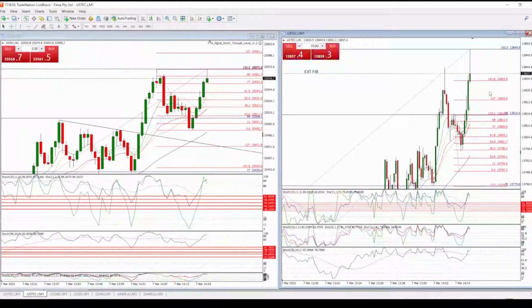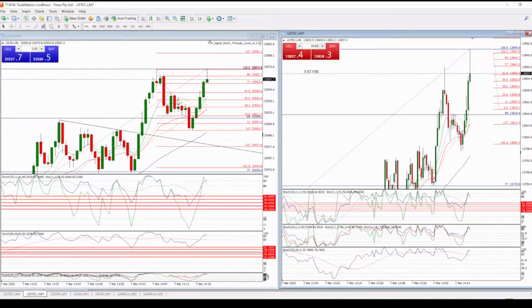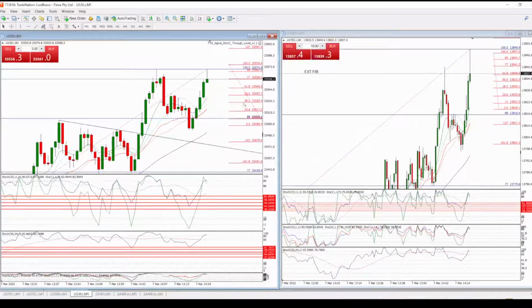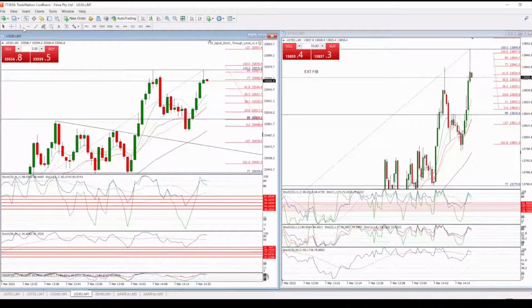No valid extension filled on US Tech right now, and neither on the Dow. That's a double top. That has to move to the right-hand side. Okay, we're getting ready for opening.